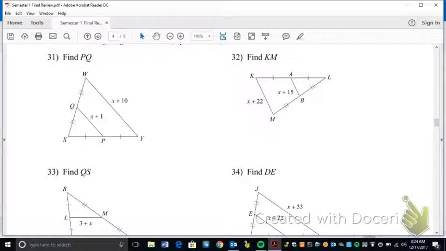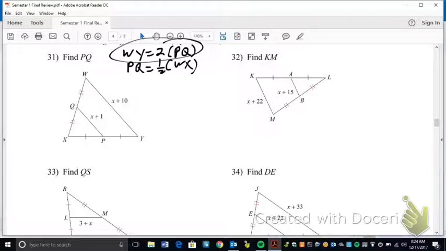So, this is what we do. We either go WY equals 2 times PQ, or PQ equals half of WY. I personally like the top one. Why? Because then I'm not multiplying by fractions. And as much as I can multiply by fractions, I prefer it not to. Okay. So we know that WY equals 2 times PQ.